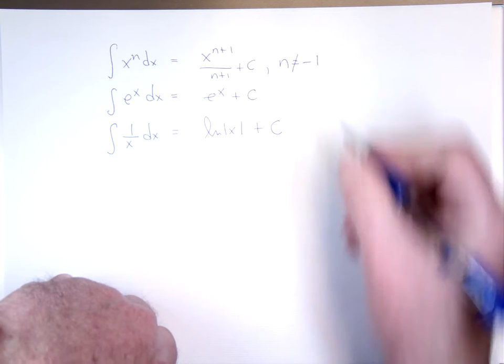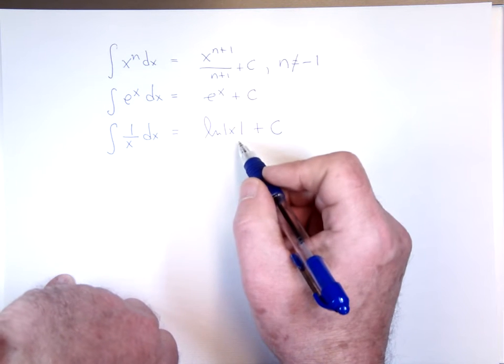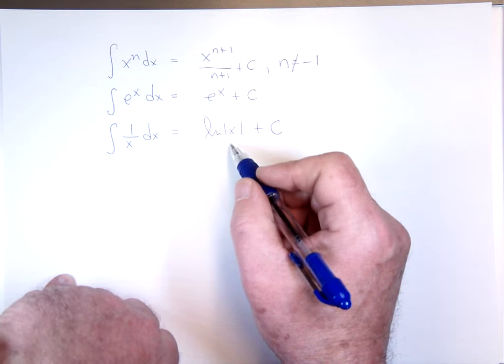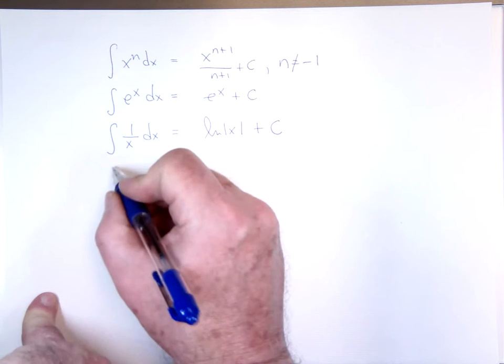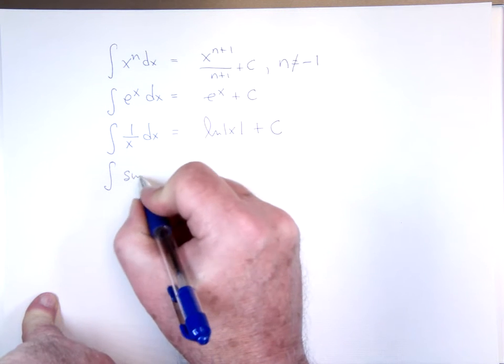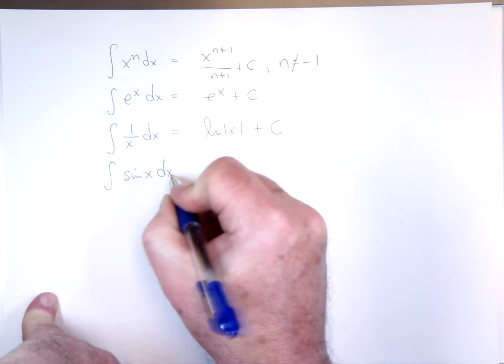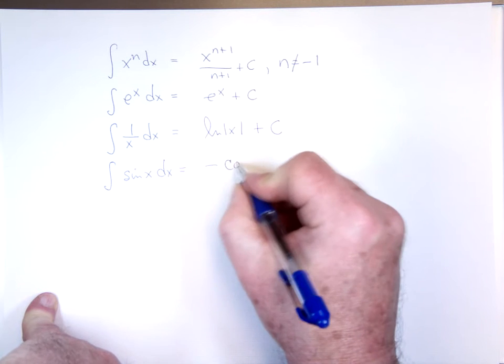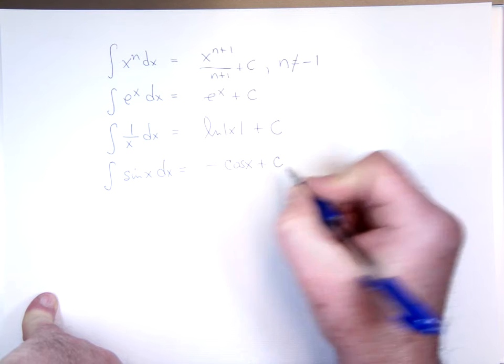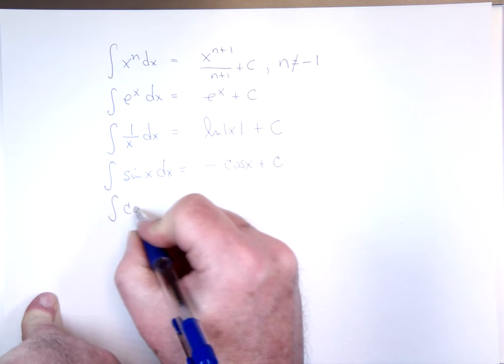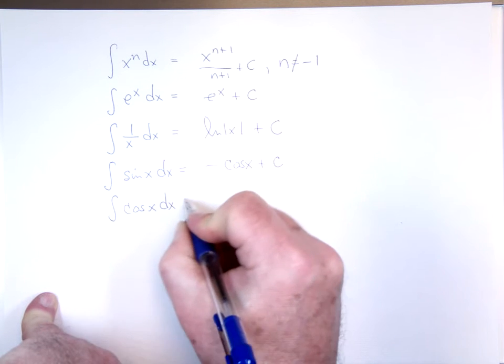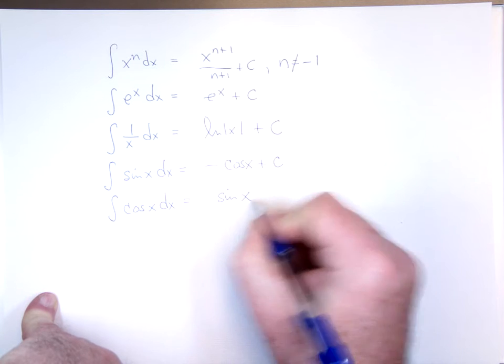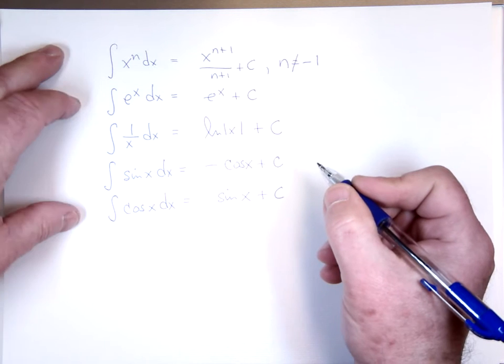That way you keep it positive here because you can't take the natural log of a negative number. We have the integral of sine x is a negative cosine x, the opposite of cosine x. The integral of cosine x is a sine x. And where did we get these integrals from? We got them from Calc 1, believe it or not.